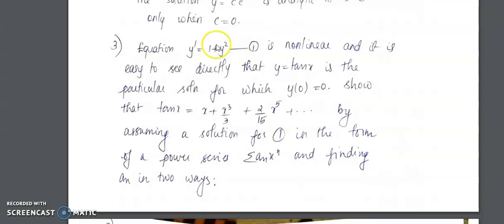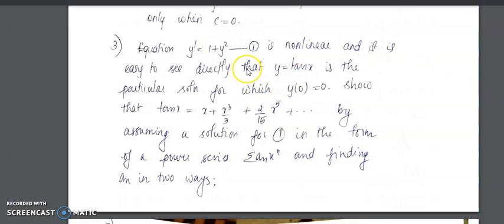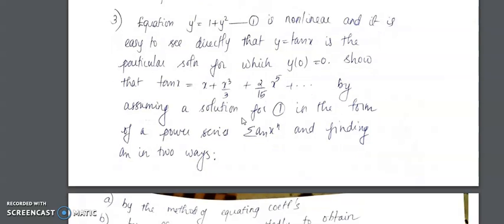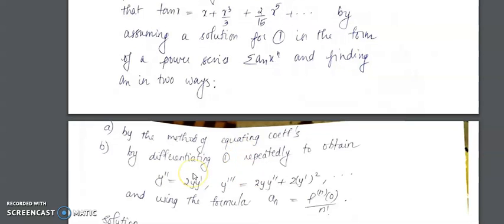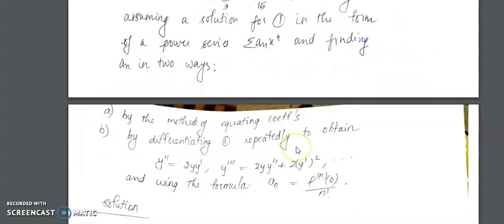So tan x is already a solution for this equation. So we need to show that this is the power series solution, x plus x cubed by 3 plus 2 by 15 x raised to 5 plus etc. So therefore tan x will be equal to this. You are asked to find a n in two ways. First way of finding a n is, as we have been doing so far, to equate the coefficients and find a n. Now the second way is by differentiating 1 repeatedly to obtain.